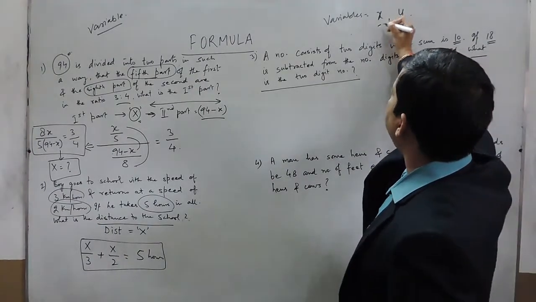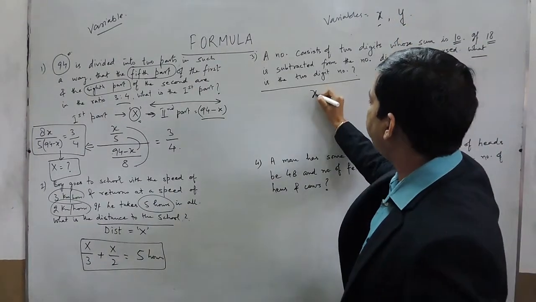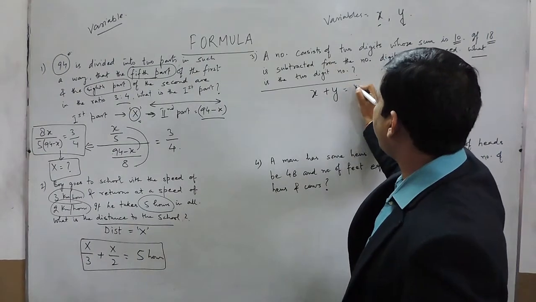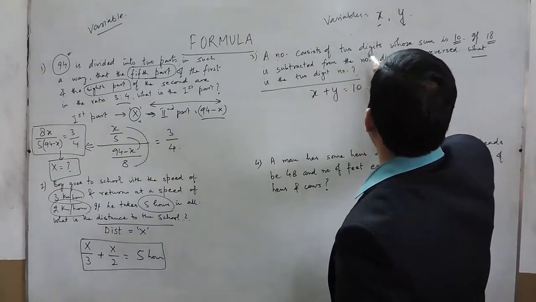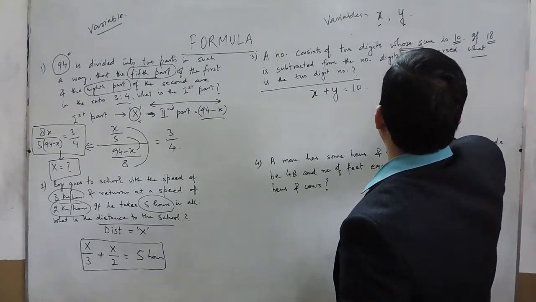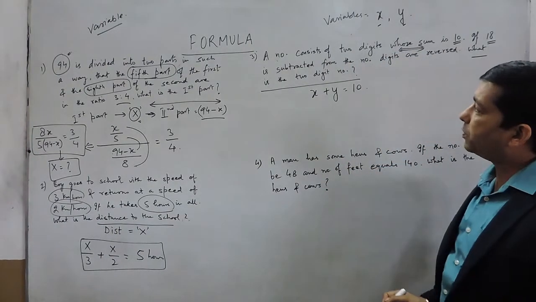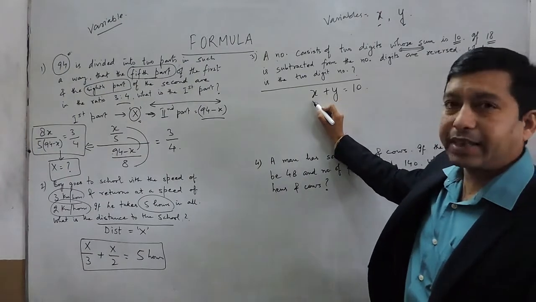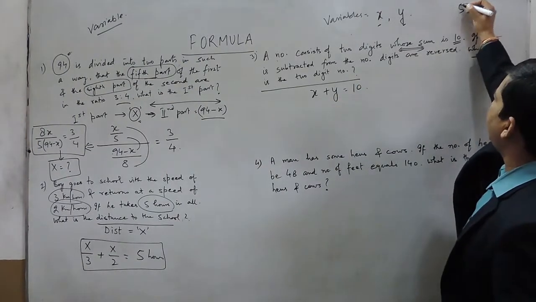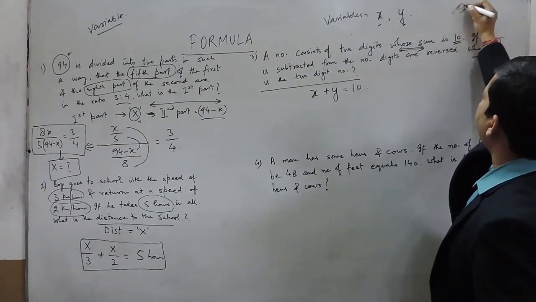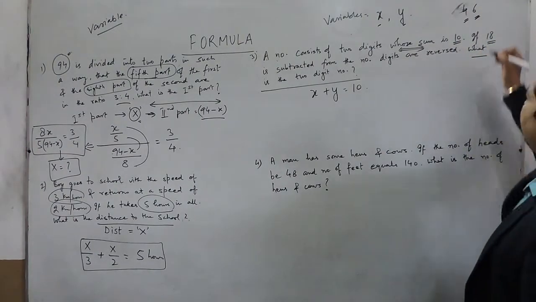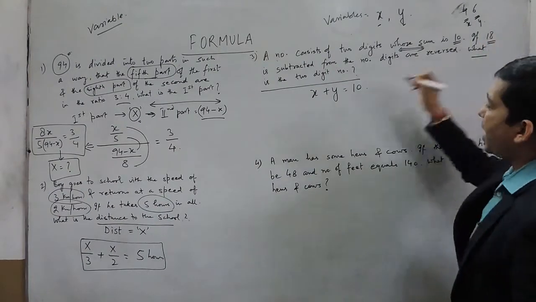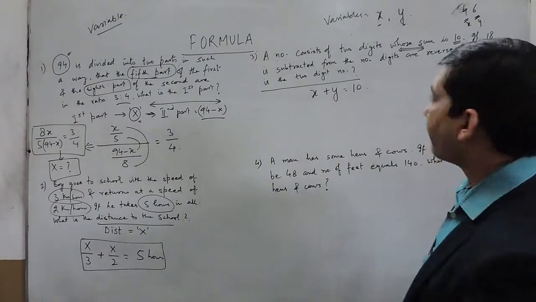If I say the 2 digits are x and y, then the first equation must be x plus y equals 10, because it is already given that the number consists of 2 digits whose sum is 10. The sum of the digits must be 10. So if this digit is x, suppose I am writing the number 46, then this digit plus this digit must be 10. So this is x and this is y, so x plus y comes out to be 10.